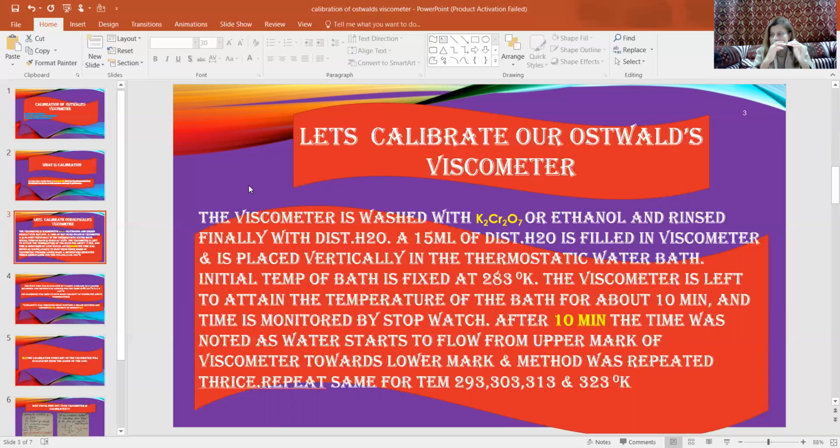So all the liquids have different speeds at which they can flow, right? So their flow time is different. Okay, so this is the main function of the viscometer, to measure the flow time, right? But we need to calibrate our viscometer before we proceed to achieve our main goal.